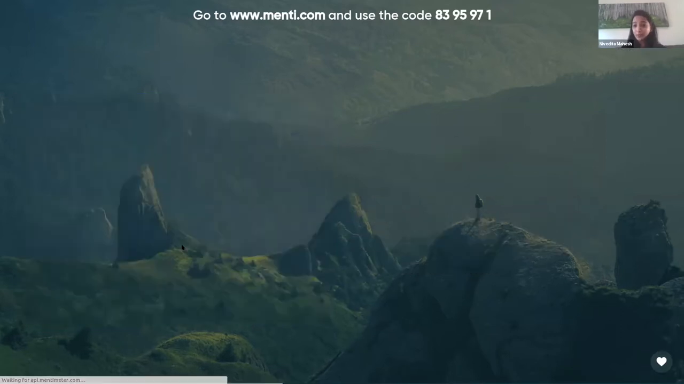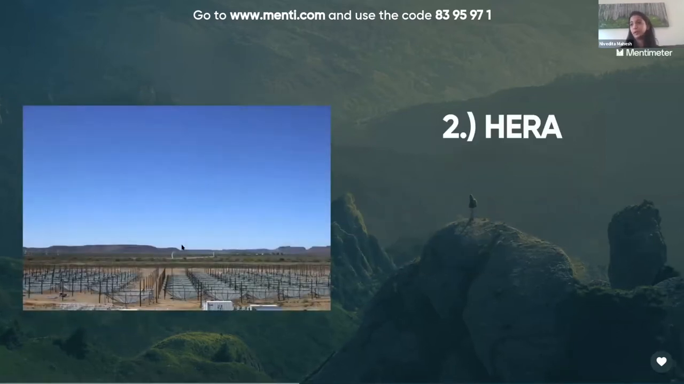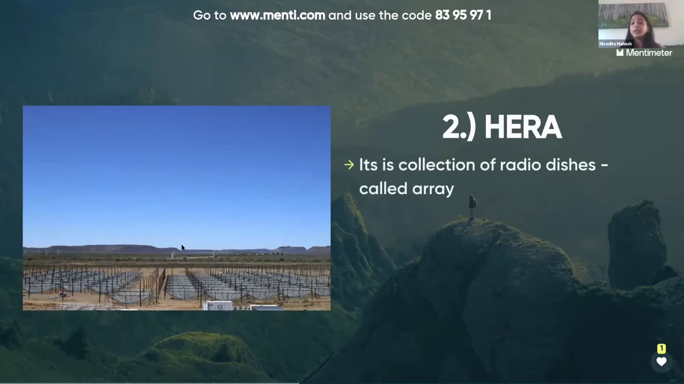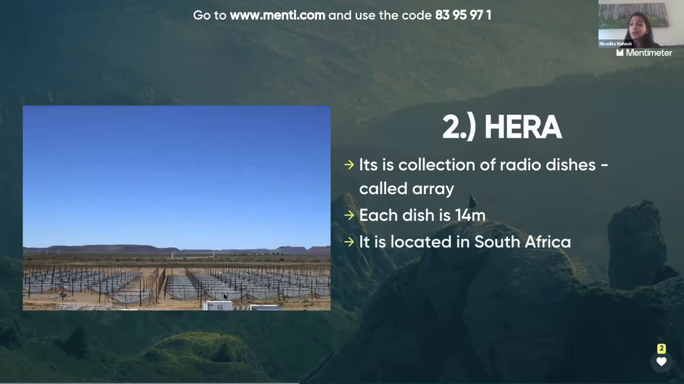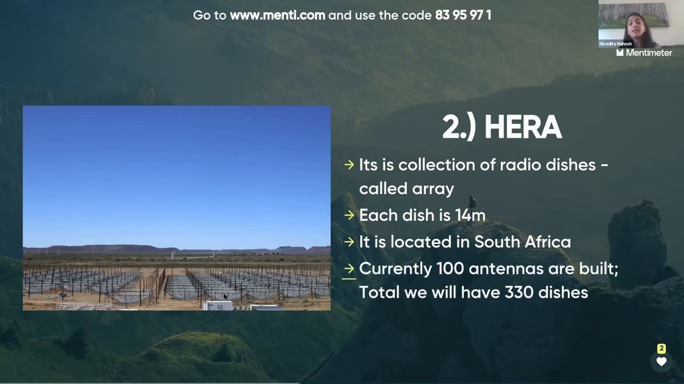The second instrument that we use and we perform science with in our lab is called HERA. Now, HERA is a collection of radio dishes, like I've shown you here. And a collection of radio dishes is called an array. Each dish is about 14 meters wide. And it is located in South Africa, again, a remote location. And currently, to give you a current status, there are about 100 antennas built, but we are looking at a future of where we'll have about 330 antennas.